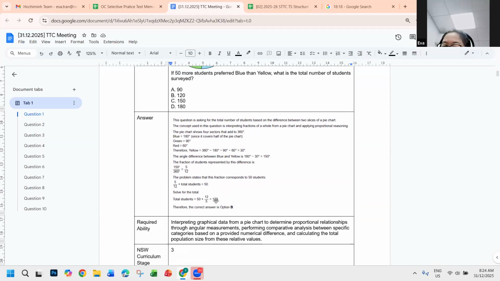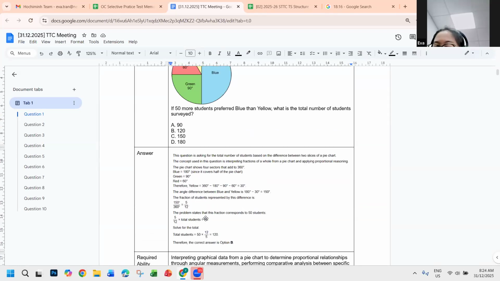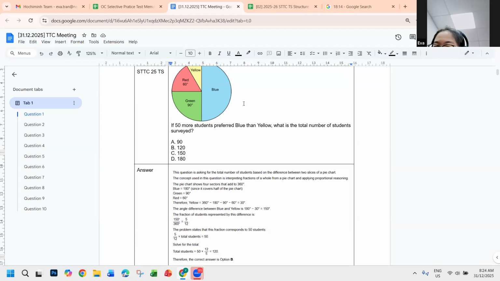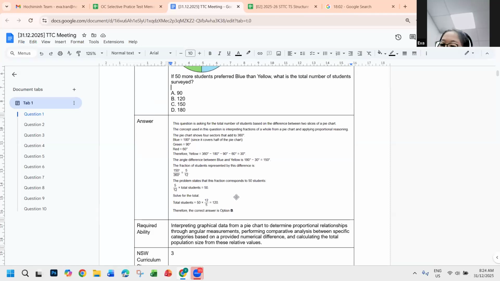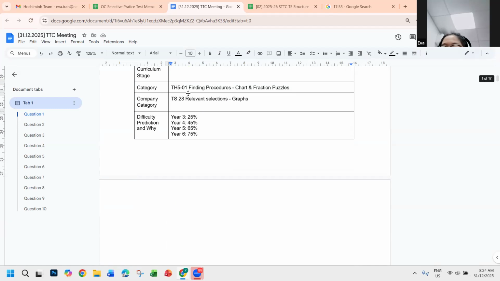We have 5/12. So 5/12 multiplied by the total students equals 50. If 50 is the number of students who prefer blue over yellow, then we can find the total number of students is 120. The correct answer is option B. Category ETS 28, relevant selection graphs.